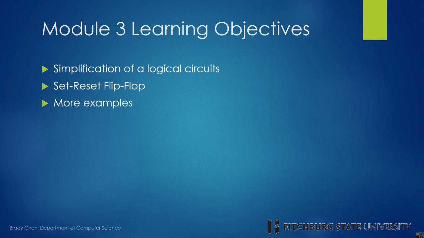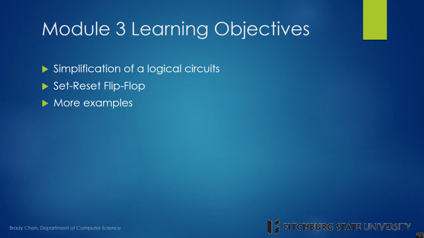And here are the learning objectives for Module 3. We'll first continue to talk about how to simplify a logic circuit. We briefly talked about the relationship between logic circuits and a Boolean expression. So we know for each circuit we can create corresponding logic expressions, and then we can simplify the logic expression, and then we can recreate a new logic circuit that is equivalent to the original one.